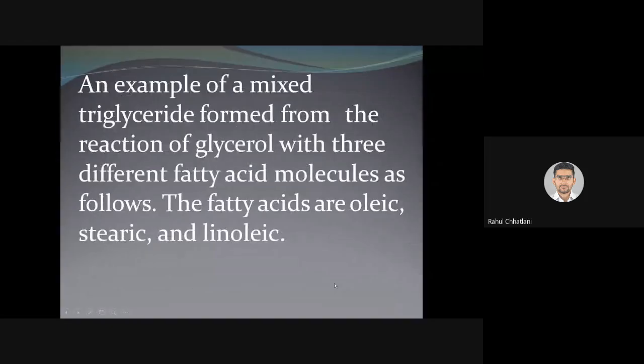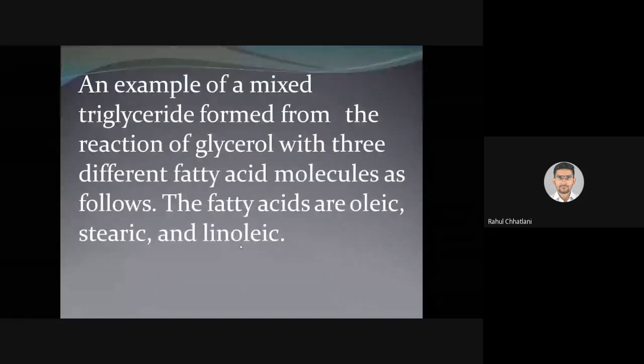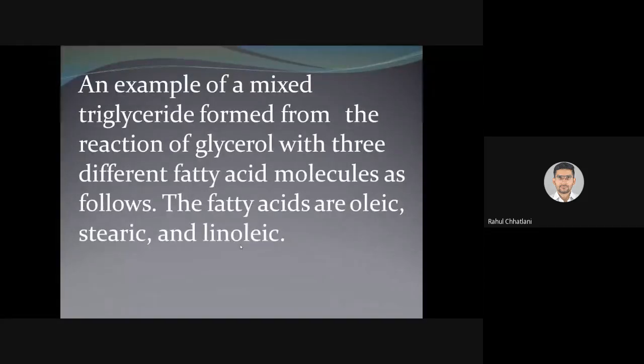An example of a mixed triglyceride formed from the reaction of glycerol with three different fatty acid molecules is as follows. The fatty acids are oleic acid, stearic acid, and linoleic acid. This is just an example. If all three combine, that is also a form of triglyceride, or a simple lipid that we already discussed.